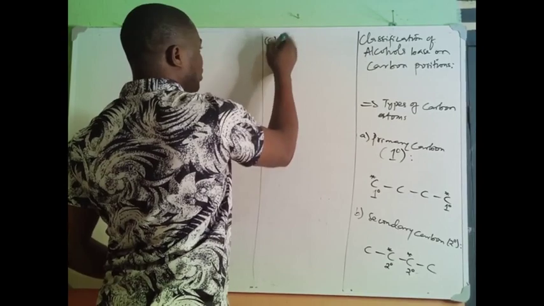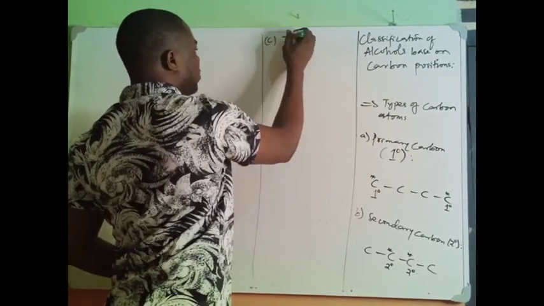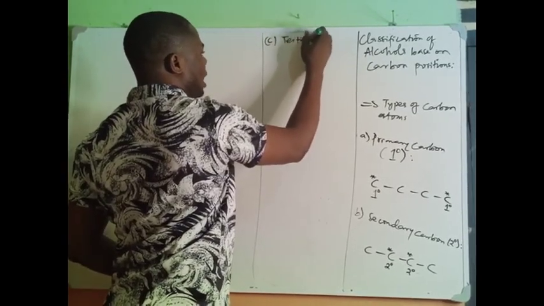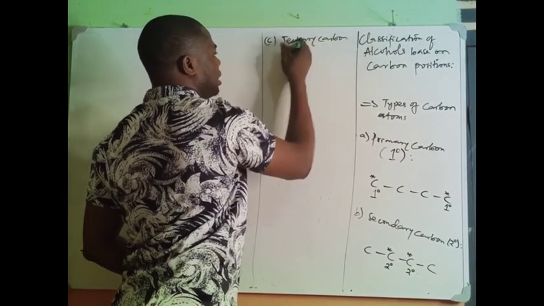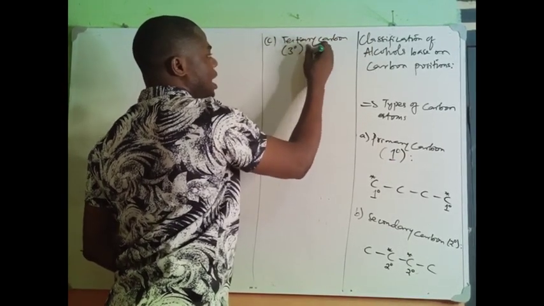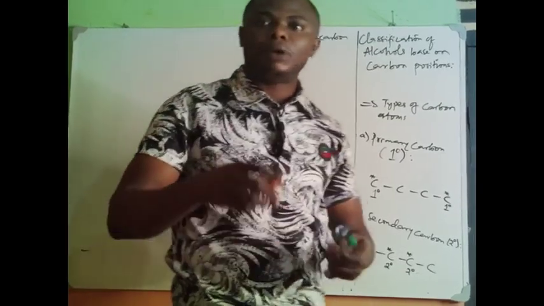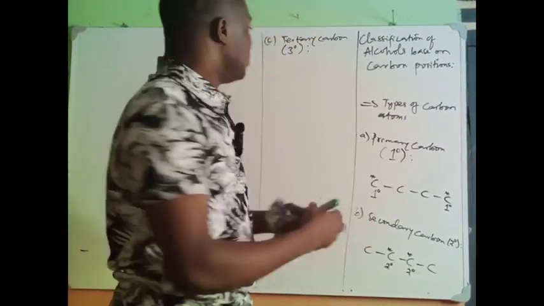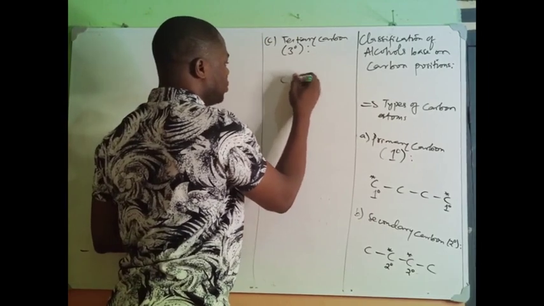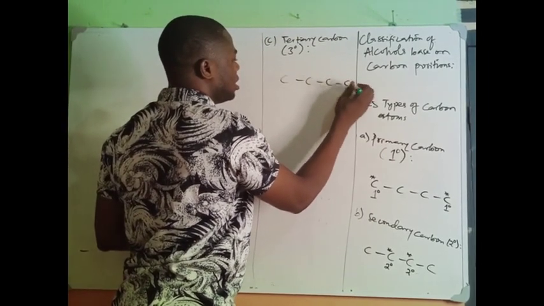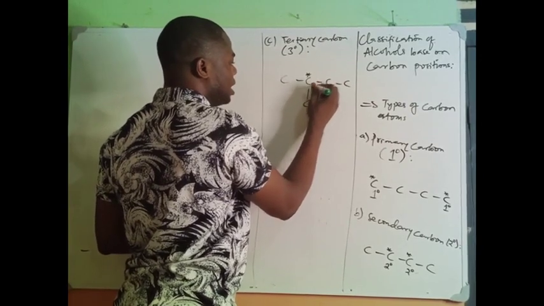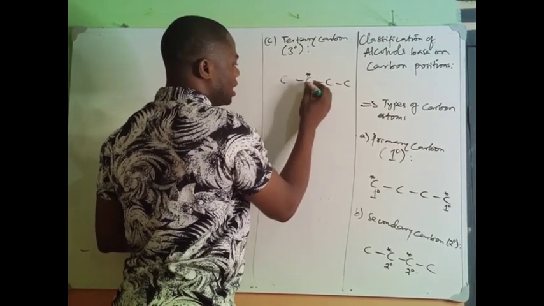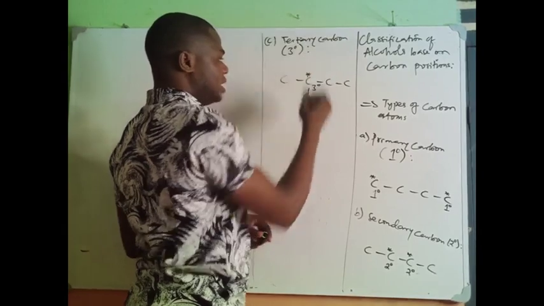Now let's also look at the third one, which we call tertiary carbon. What is a tertiary carbon atom? Designated as 3 degree. A tertiary carbon is that carbon atom that has 3 other carbons directly attached to it. Example, you have something like this. So this is a tertiary carbon. That is 3 degree. This one is attached to it, this one is attached to it, this one is attached to it. You are a tertiary carbon.